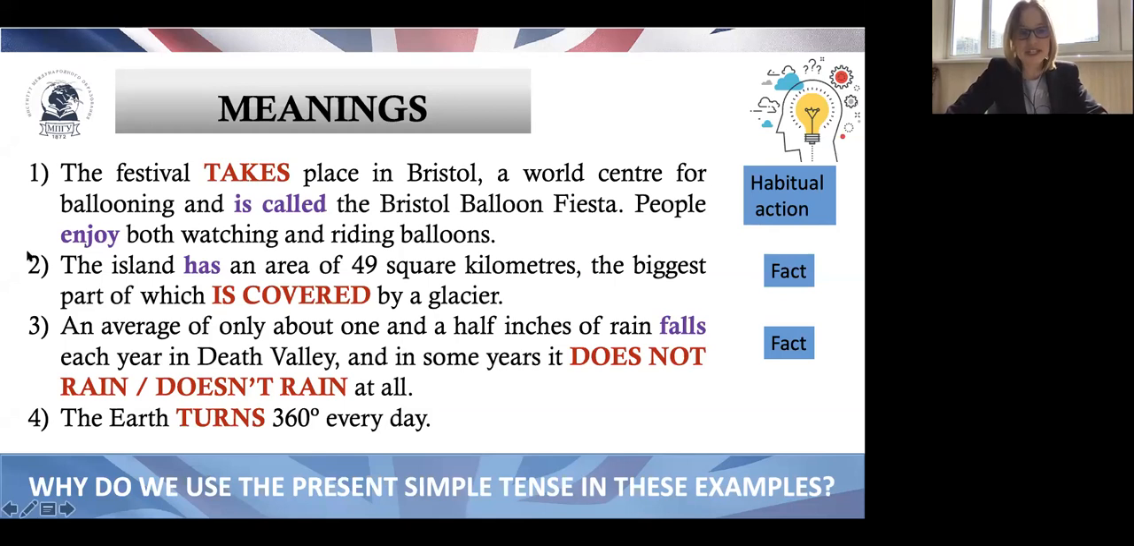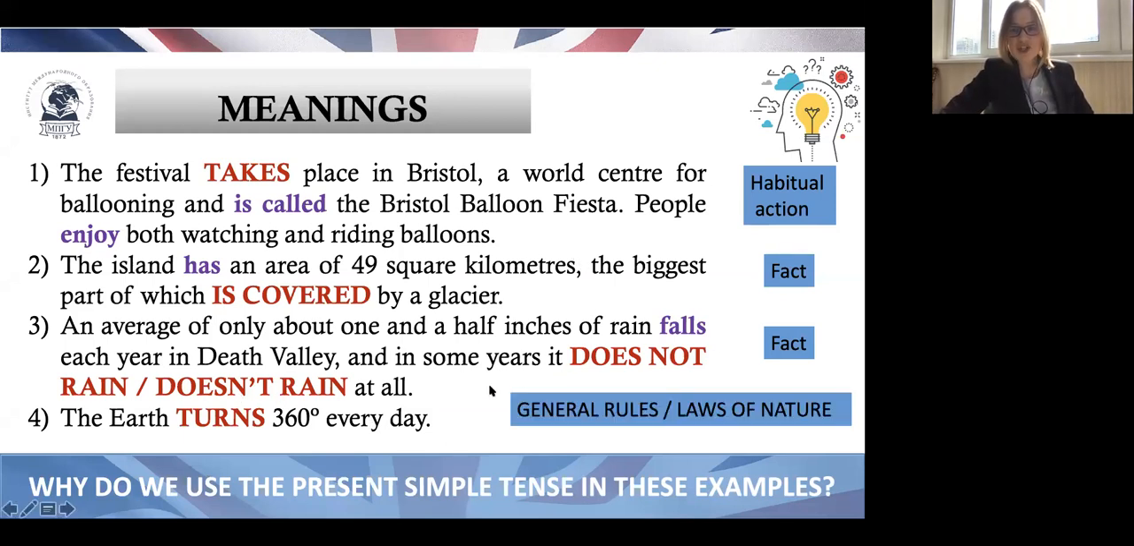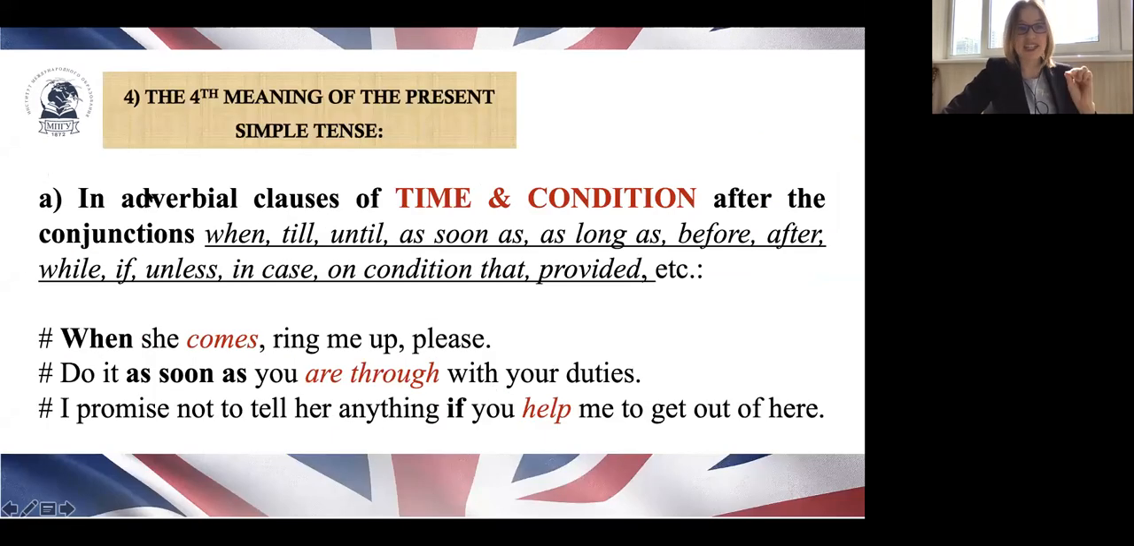But frankly speaking, I didn't tell you all the meanings of the present indefinite tense. We also have one more. It's quite complicated, and we will speak about it in great detail. This is the fourth meaning of the present simple or present indefinite tense. It is divided into two parts.